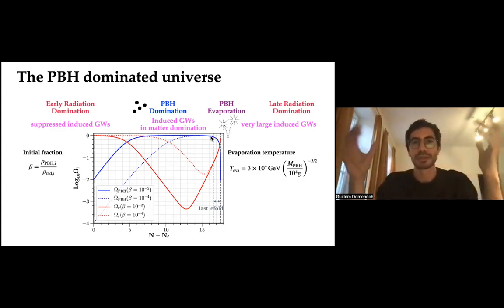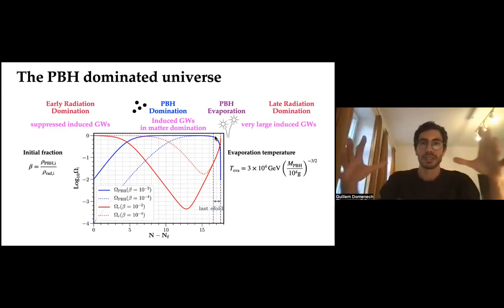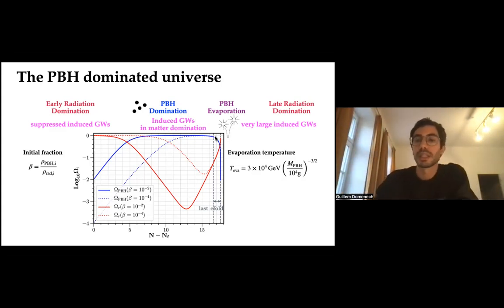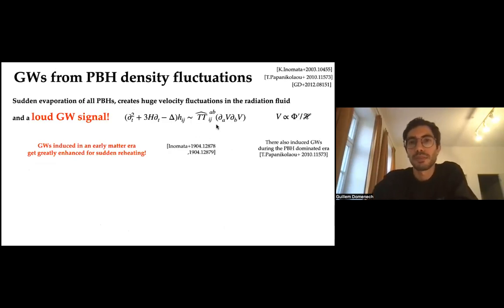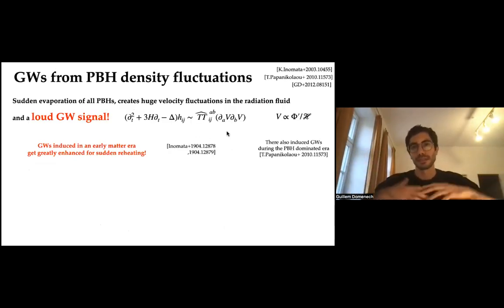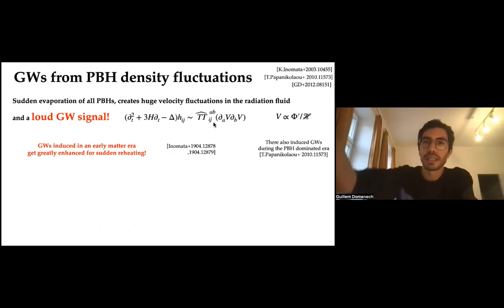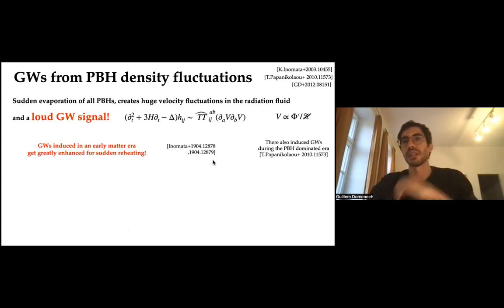So it's like a big explosion, and all these large fluctuations suddenly start to propagate. You will have a huge wake of waves, so you have huge velocities suddenly. You start from having zero velocities to propagating radiation with a huge amplitude. And this is the reason why you have an enhancement. You have a very loud signal because of this sudden evaporation. If you want to know the details, you can check these Inomata papers, which I think explain it quite well.